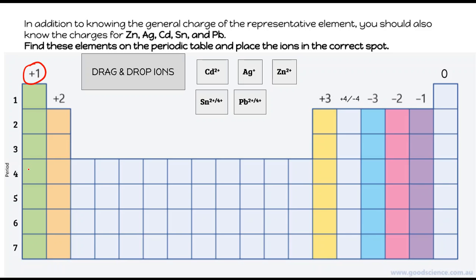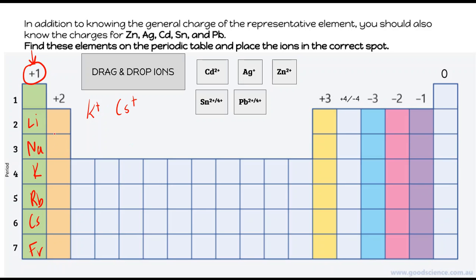Everything in group 1, alkali metals and hydrogen, when they form a charge, they're going to do +1. They're going to lose 1 valence electron. So lithium, sodium, potassium, rubidium, cesium, francium, all of these will form this +1 oxidation number or charge. So if I were to write their ions out, K would be K+, Cs would be Cs+, and so forth.